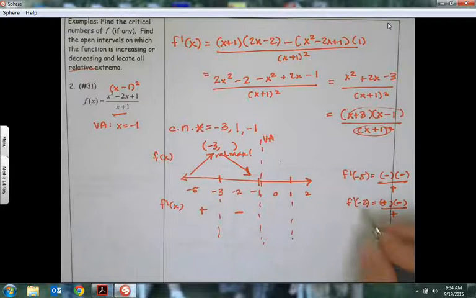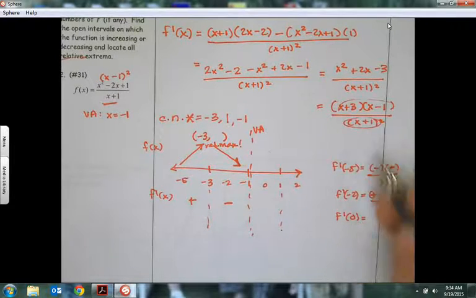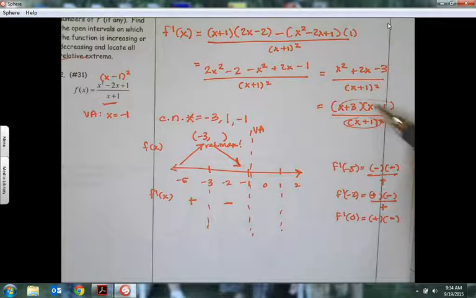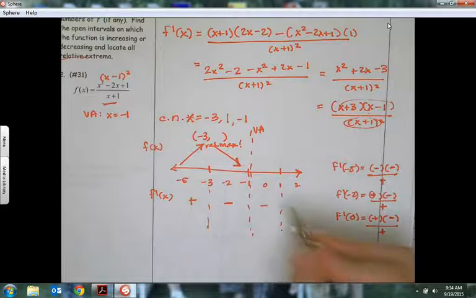Okay, let's try 0. F prime of 0, that's going to be a positive times a negative, and that's all over positive. So this is still decreasing.